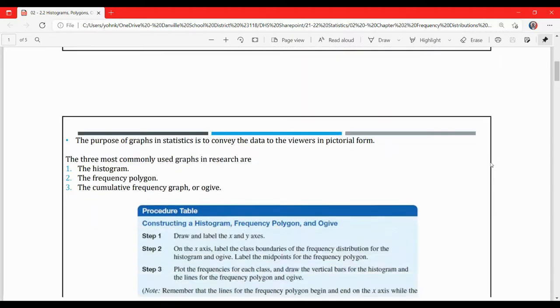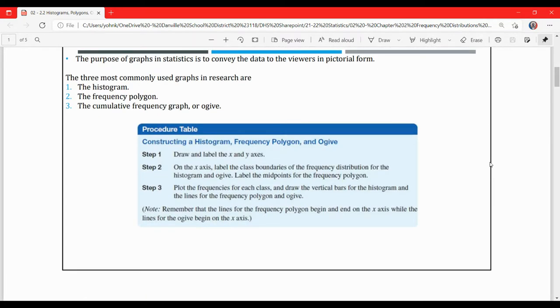All right. So the purpose of graphs in statistics is to convey the data to the viewers in a pictorial form. The three most commonly used graphs in research are the histogram, the frequency polygon, and the cumulative frequency graph, otherwise known as the ogive.